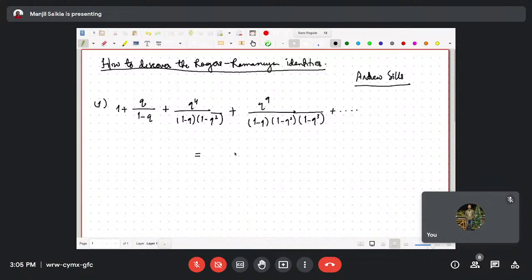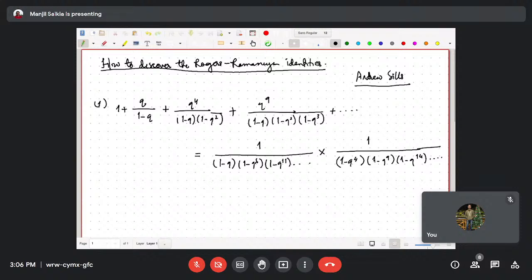So what is this product? It's again like two products. So this is 1 over 1 minus q times 1 minus q to the 6 times 1 minus q to the 11 and so on, multiplied by another product, which is 1 minus q to the 4, 1 minus q to the 9, 1 minus q to the 14, and so on. So I think the pattern is clear.